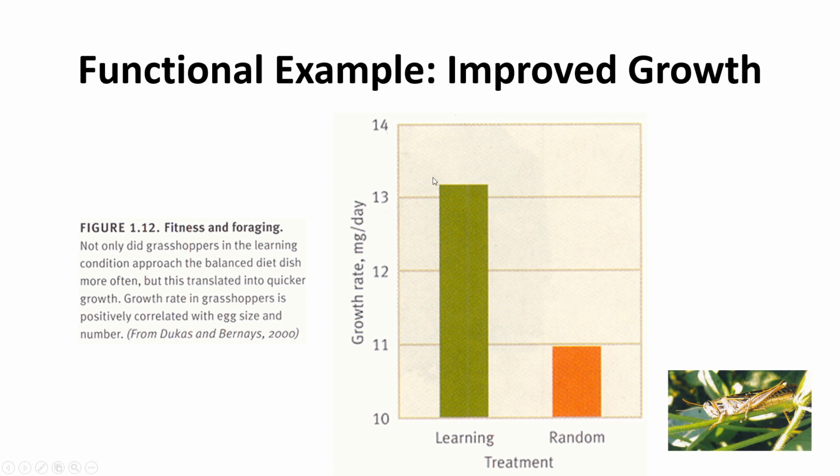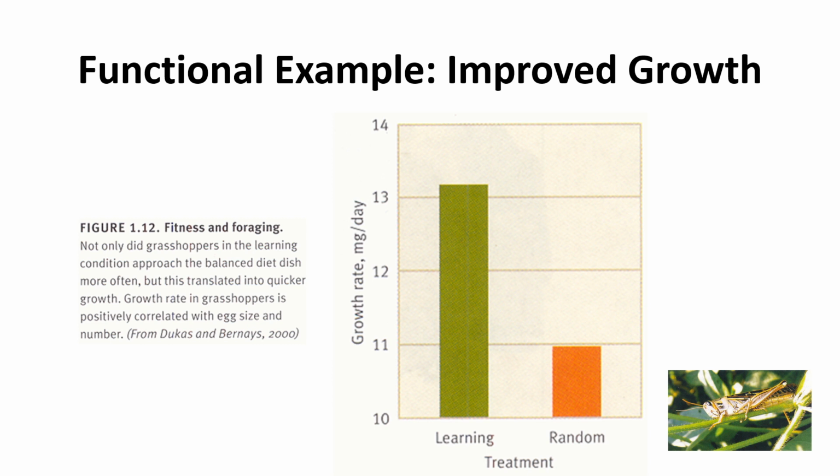And our learning group had a much, much higher growth rate than our random or control group. In fact, our learning group ended up growing about 20% faster than the random group, which is a massive increase in fitness.